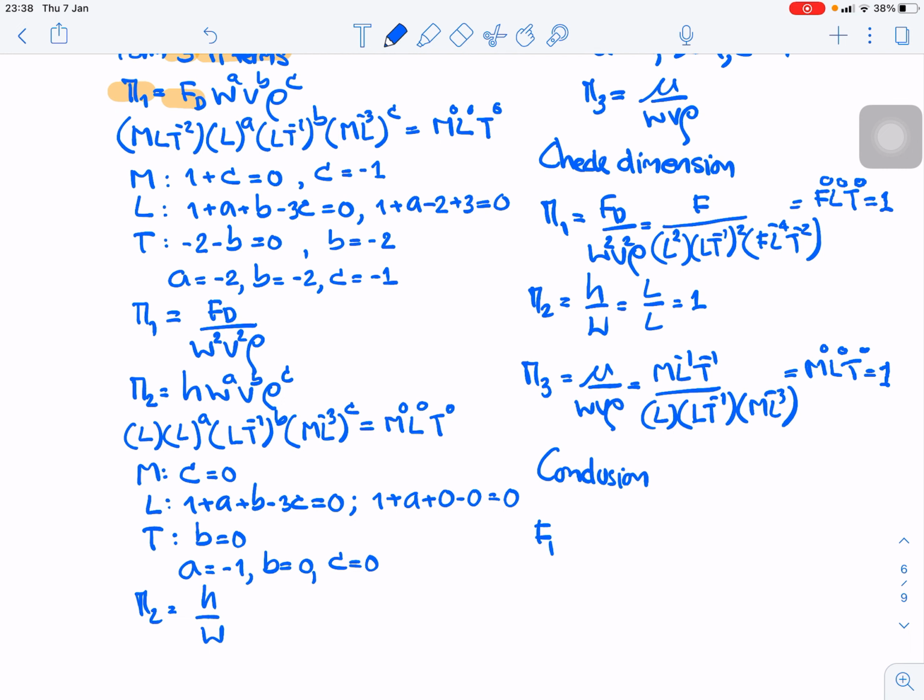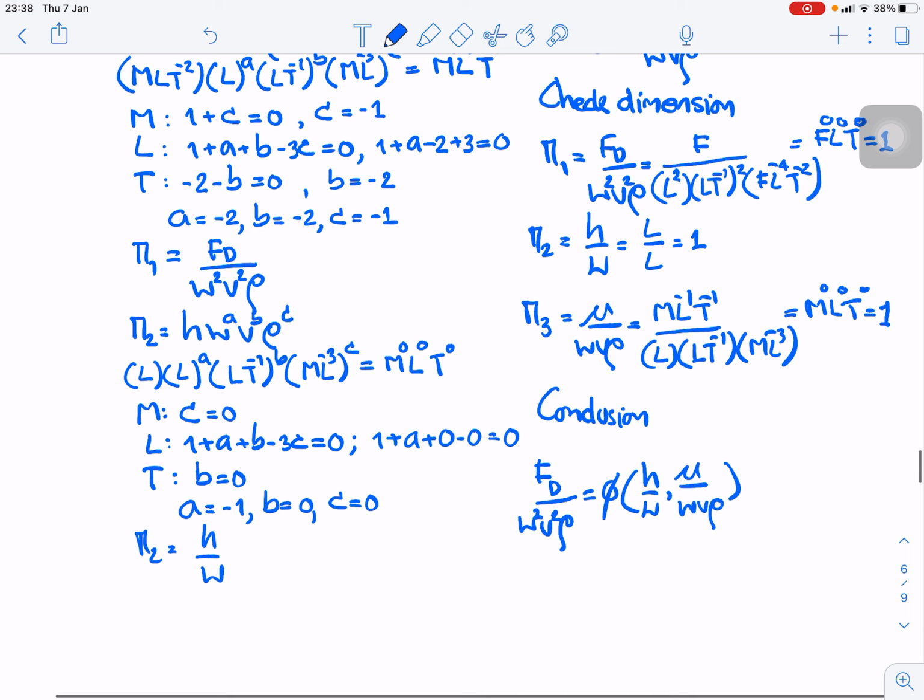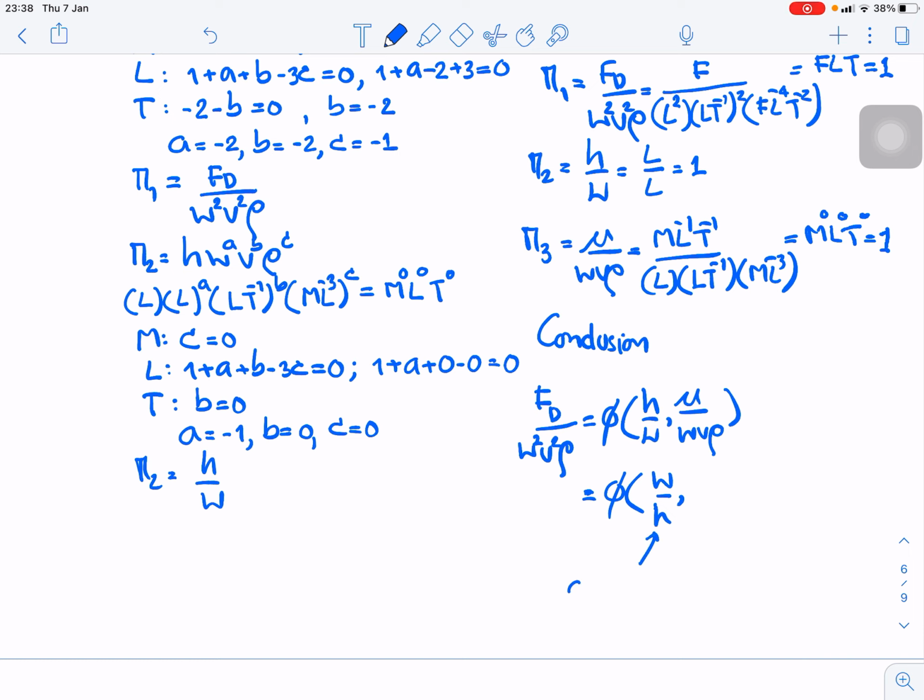we can write the equation for the relationship between the pi terms. The first pi term is a function of the other 2 pi terms. I can rearrange the equation so that it is equal to W divided by H. This term we call the aspect ratio. And the other term is rho V W over mu, which is the Reynolds number, a real number.